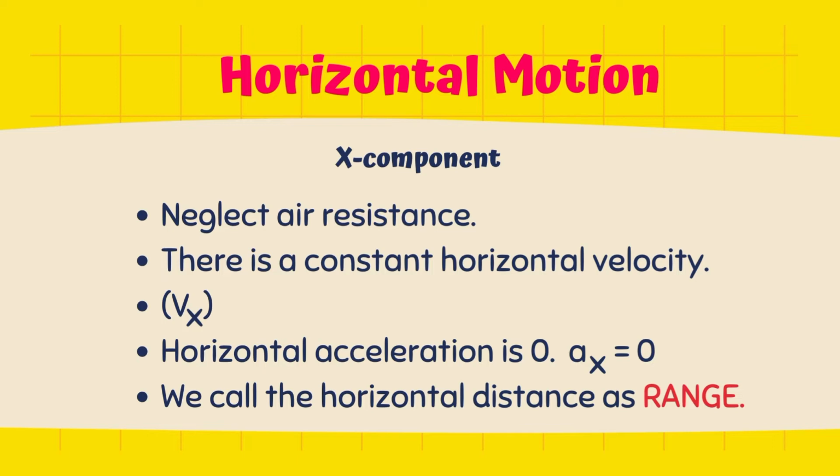Why? Because if there is no external force acting along the horizontal motion, it means that acceleration does not exist, and it is represented as ax, a for acceleration and x for the x component. Next, we call the horizontal distance as range, and it is represented as dx, d for distance and x for the horizontal component.